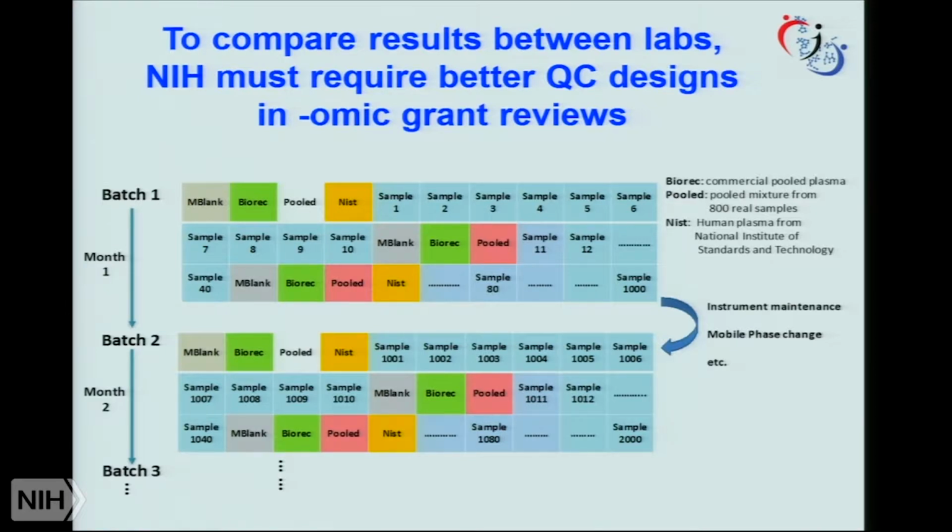The NIH needs to change some rules in terms of reviewing grants, because if we want to compare results apart from manuscripts, if we really want to fill in data into databases, we need to have a lot more quality controls to systemize and normalize data. In our lab, what we do, we have NIST reference standards. We have pools from the cohorts that we analyze. We have blanks and commercial pools.